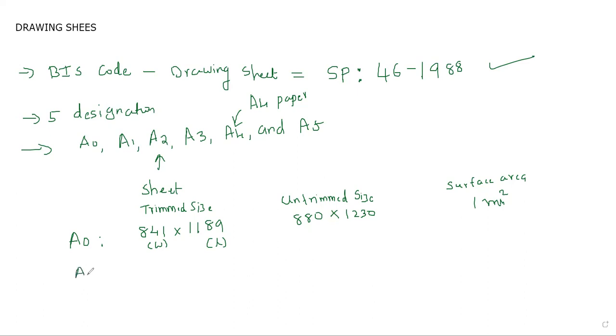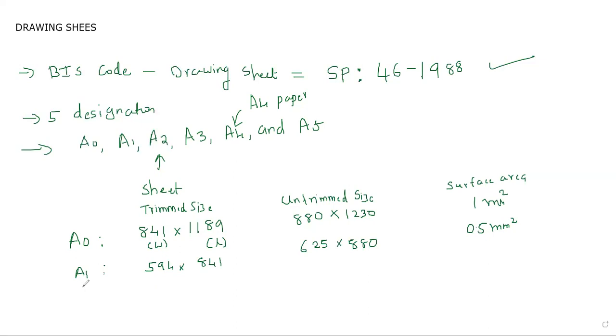Likewise, you can write A1. A1 is another type of drawing sheet. The trimmed size is around 594 into 841. And regarding the untrimmed size, it is more only: 625 multiplied by 880. You can write multiplied by, or by. People will say multiplied by, or 625 by 880. So what is the area? Area is again half.